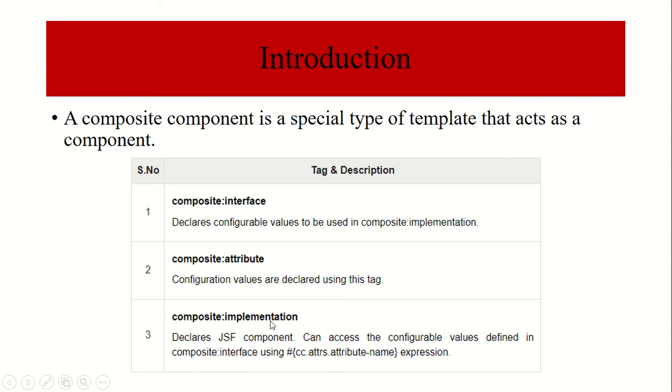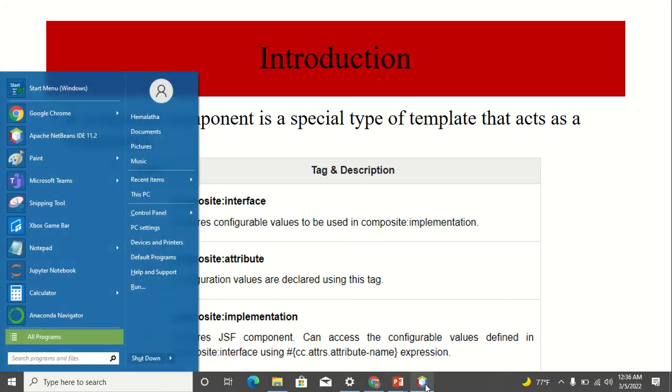Okay, and in the implementation part, we will just create how exactly I want the login component to be displayed. I'll just create exactly how it has to appear. Once I declare this composite component, wherever I require the same type of login component, I'll just call this composite component. So these are the three most used tags for composite components. So let's go and declare it.